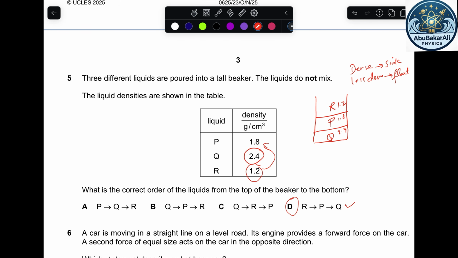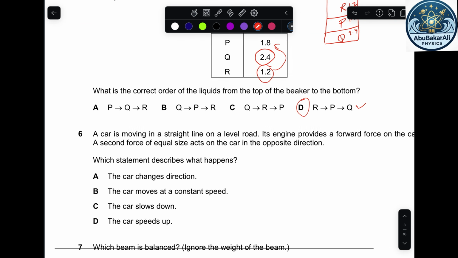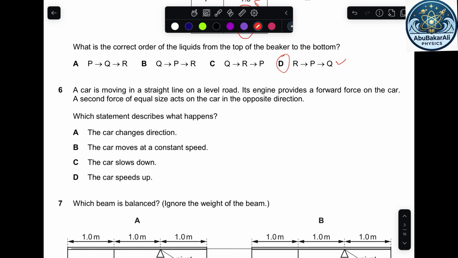RPQ, it's option D that is correct. Question 6. A car is moving in a straight line on a level road. Its engine provides a force on the car. A second force of equal size acts on the car in the opposite direction. Which statement describes what happens?